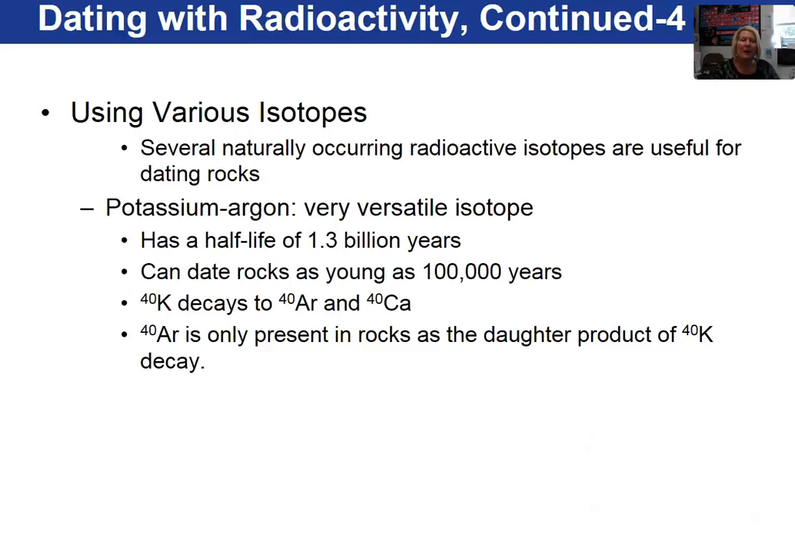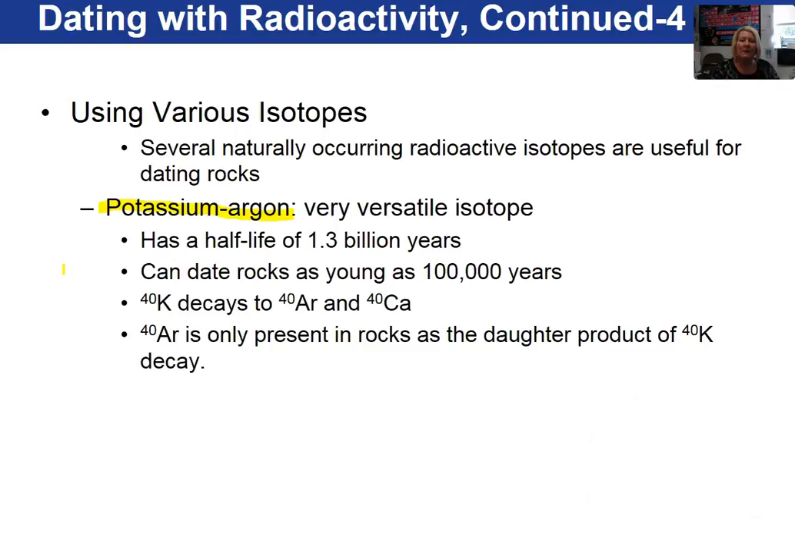Here we're going to look at some common isotopes used in dating rocks. The first method is potassium-argon. The potassium-argon dating method happens to be very versatile. Potassium-40 has a half-life of 1.3 billion years, and it can date rocks as young as 100,000 years.